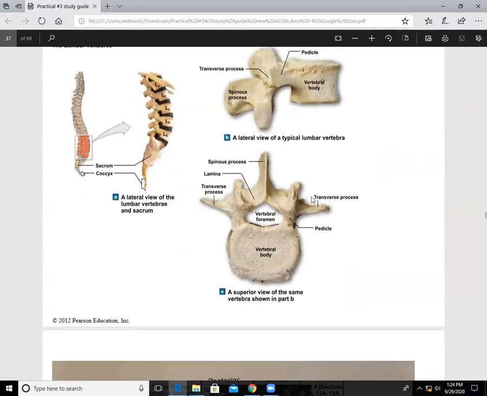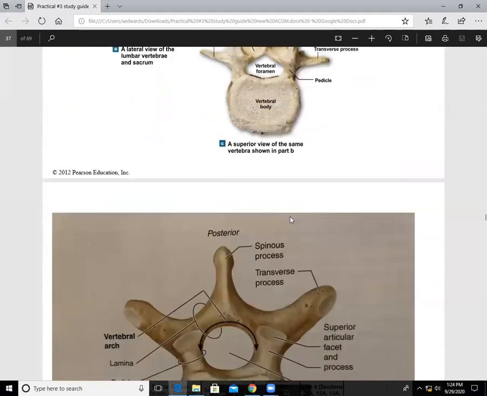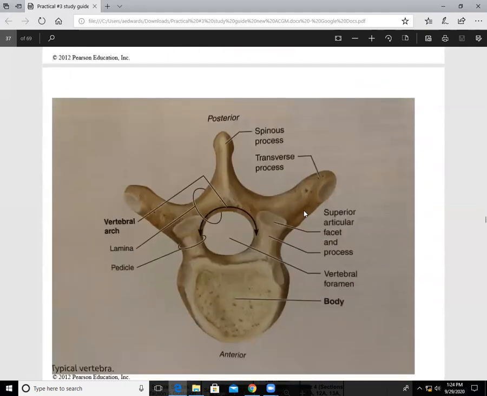And there's your lumbar vertebra, again about a 90 degree angle here. Okay, it's the biggest difference. You have kind of a squatty vertebral foramen and a big body. There's your transverse process, spinous process, and your lamina. Here's your pedicle. It's just another general view of the vertebra.